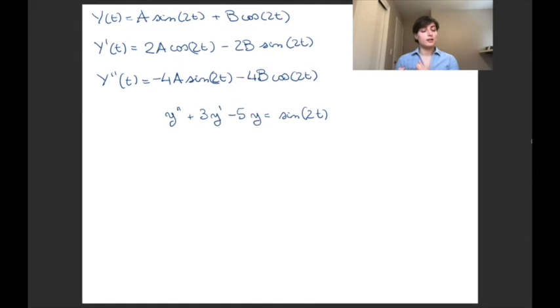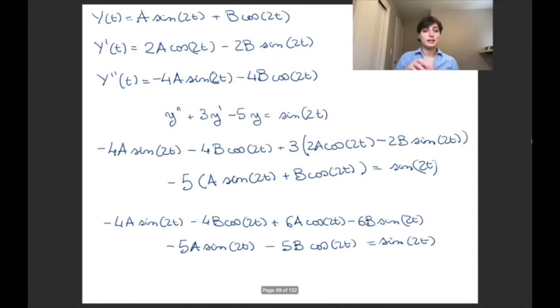We take our non-homogeneous ODE back, so Y'' plus 3Y' minus 5Y equals sine of 2t, and we plug this information inside.